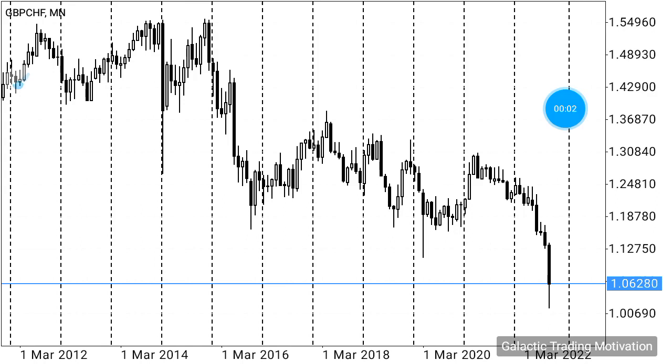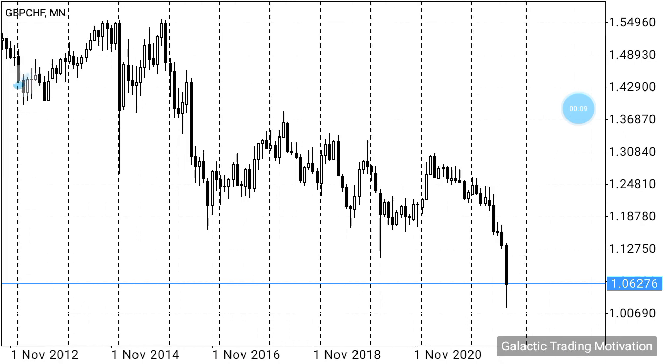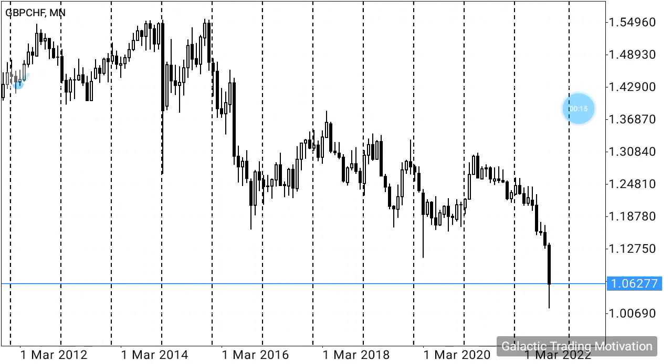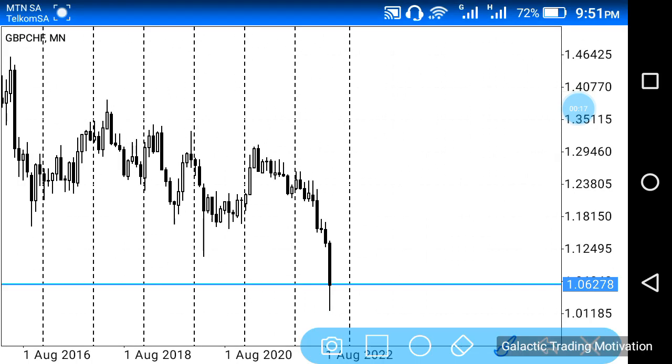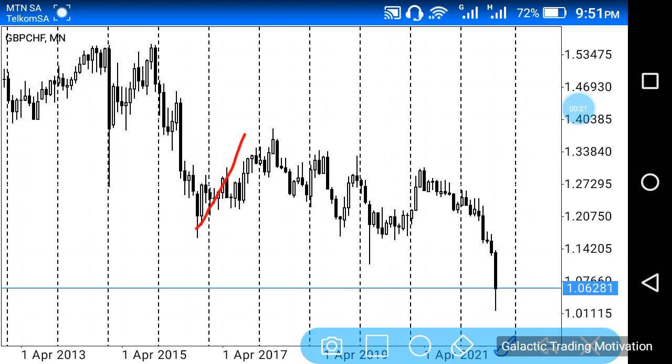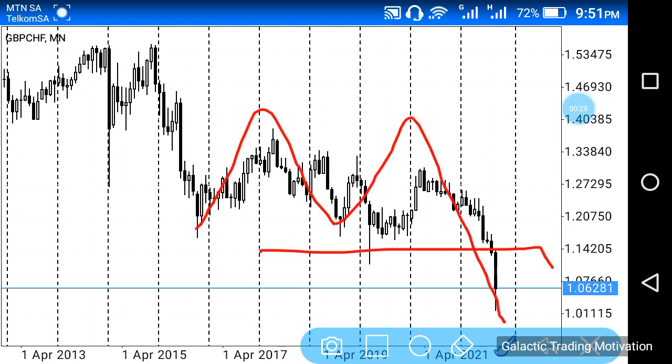Greetings everybody. Let's analyze GBP CHF, and we are on the monthly chart as you guys can see. And on this particular monthly chart of GBP CHF, we can see that we had this very big M structure over here, which has a neckline more or less at this level over here, right?